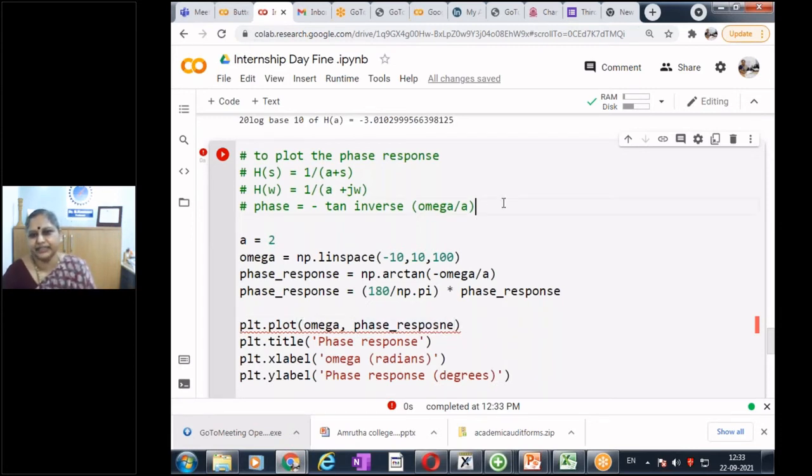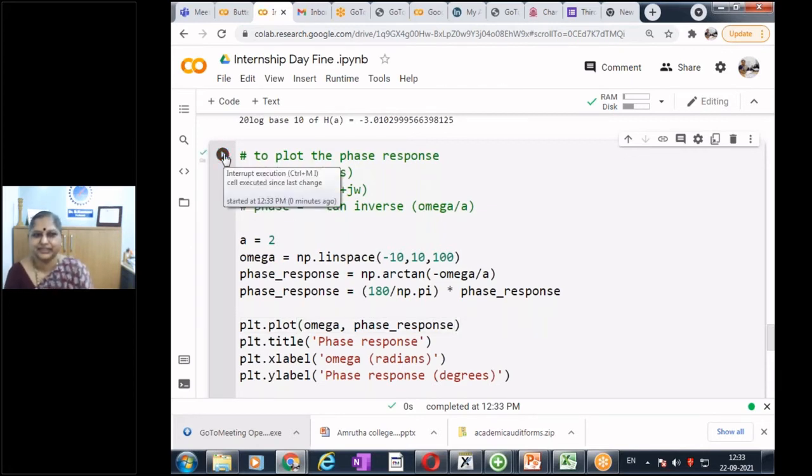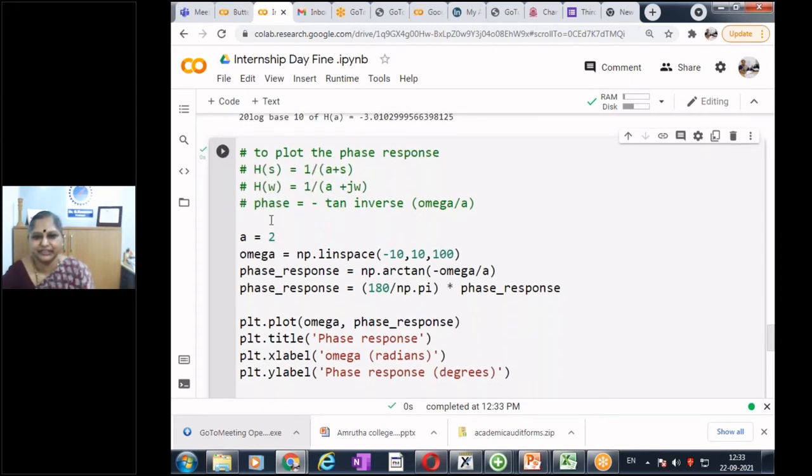Yes, who can help me correct the error? What's the error here? Why am I getting an error? Who can help me correct the error? Spelling of response. Very good. Thank you. Yes, I've gone wrong in my phase response, so I should get it right now. So now let us see the phase plot.